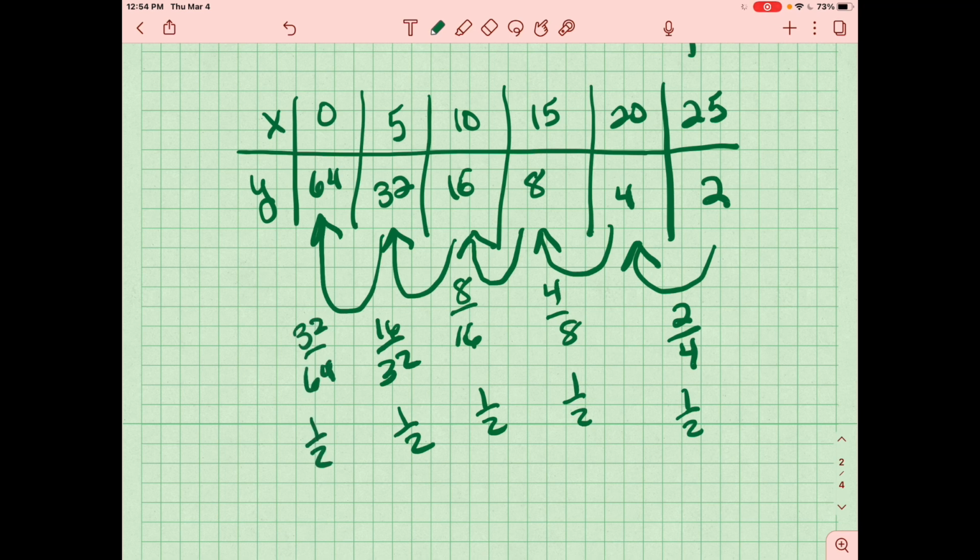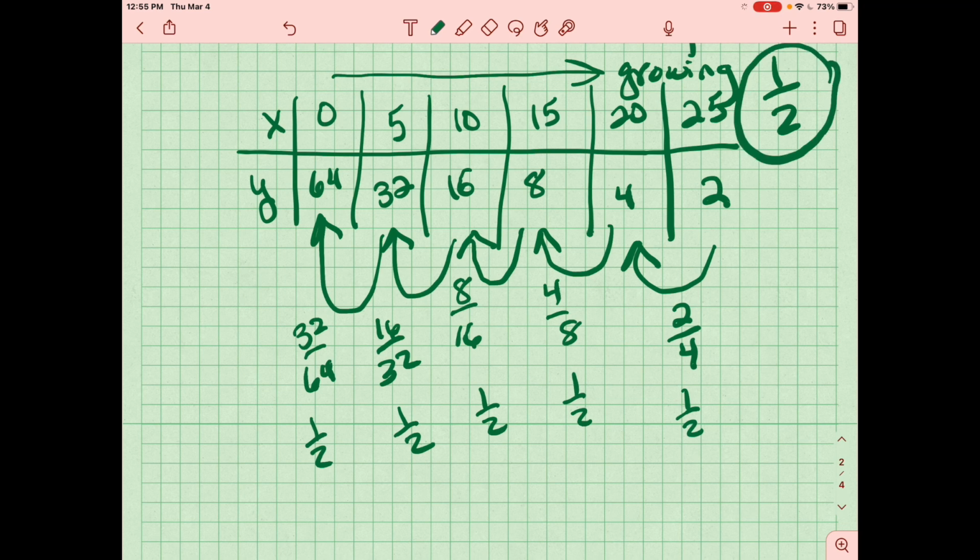So this is actually my growth factor. If I went back to 0, as we go up, it is growing by a factor of 1/2. So this is exponential, and I can identify it that way. If this had been linear, like we've dealt with in the past, we would be going up or down by a constant amount that we would just add or subtract.